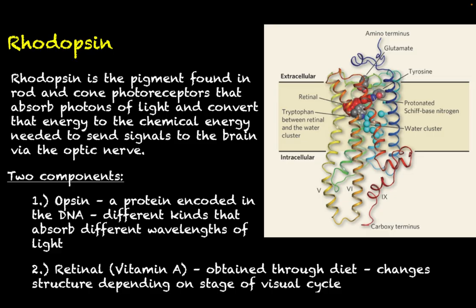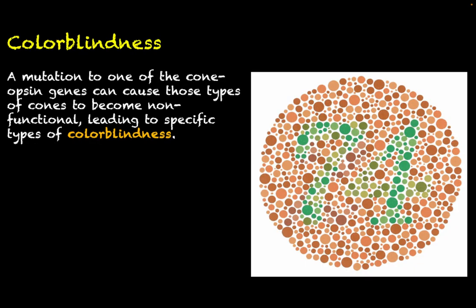So when we talk about photo-bleaching the photoreceptors, we're talking about causing a change to that retinal structure that takes time to reverse itself. So back to what we were talking about with color blindness. If someone is born with a mutation to one of those cone opsin genes that causes those cone opsins to not be made properly or become non-functional, that can actually lead to specific kinds of color blindness, meaning that you no longer have complete coverage from 400 to 700 nanometers.